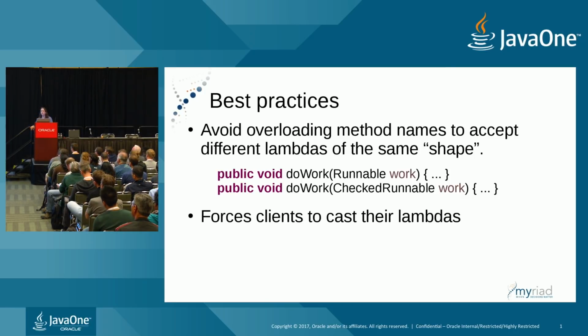If the lambdas have different shapes, it works out fine. So for example, if one of these was a Runnable and one of these was a Callable, well, those have different shapes because Callable actually returns something, whereas Runnable doesn't. Or, you know, different parameters and so forth. But try to avoid that.